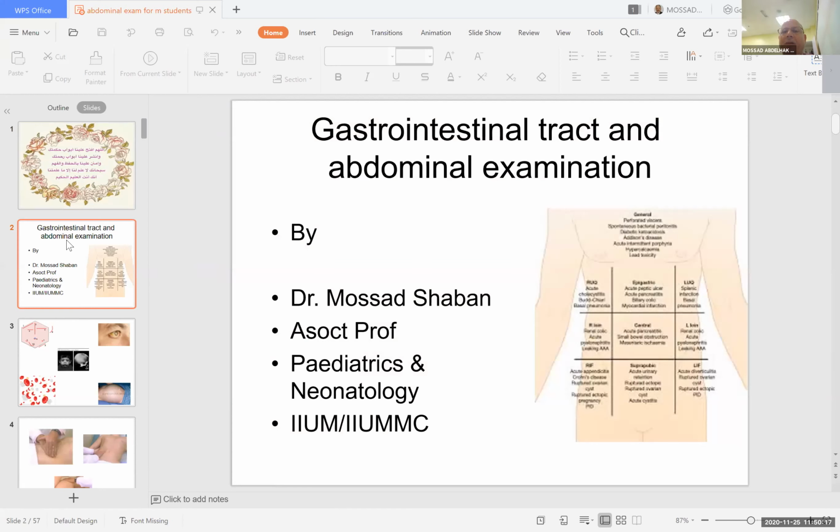Today we are going to speak about the gastrointestinal tract examination. Okay. From this slide, who can comment about that picture, please? The abdomen can be divided into 9 regions. Good. So what are these 9?